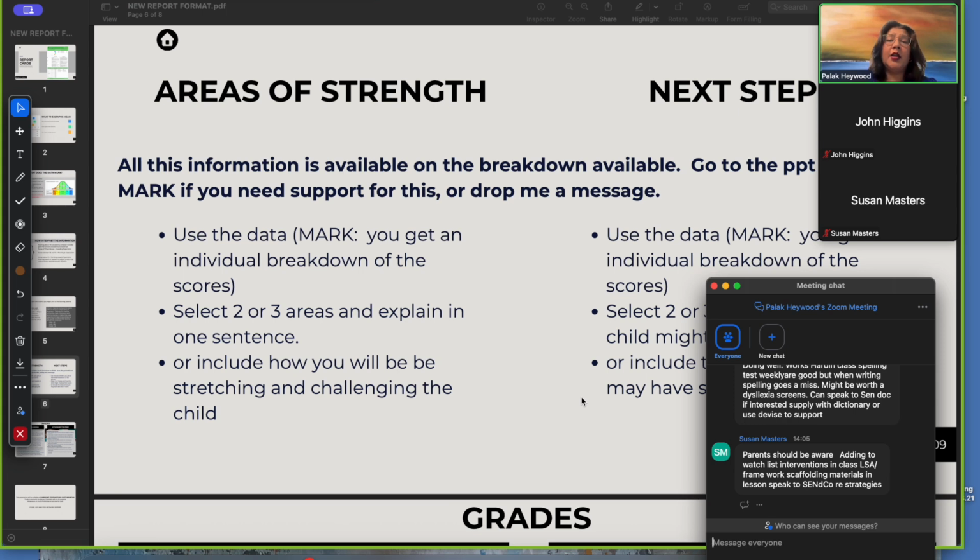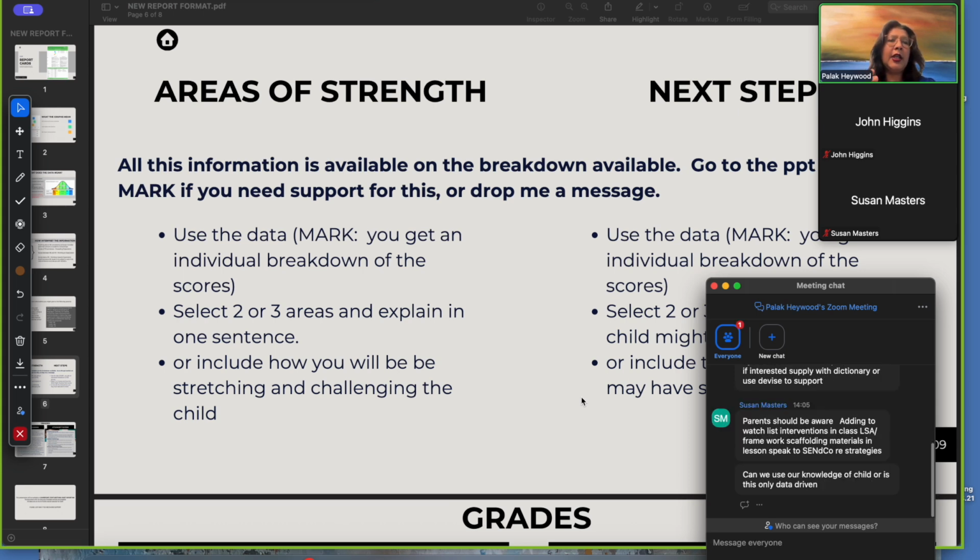Use the data in Mark. You'll get an individual breakdown of those scores. Select 2 or 3 areas and explain in one sentence. This is not a huge report. It's bullet points, please. Keep it simple, keep it sharp. And include maybe how you're going to stretch and challenge that child. We're recognising that they're particularly good in certain areas, but we're not going to let them rest on their laurels. We're going to let them still progress, and it's still important that they are pushing themselves.